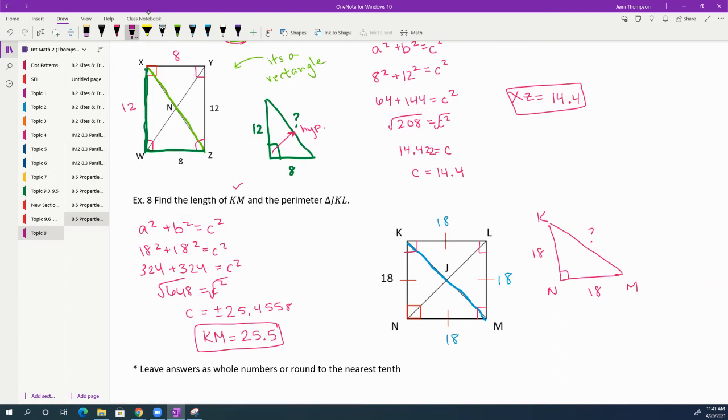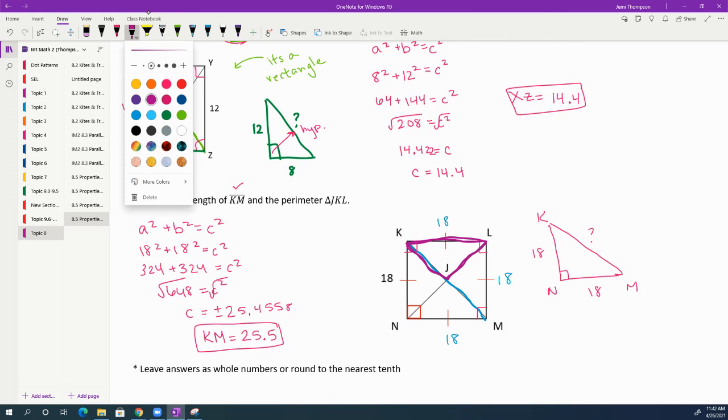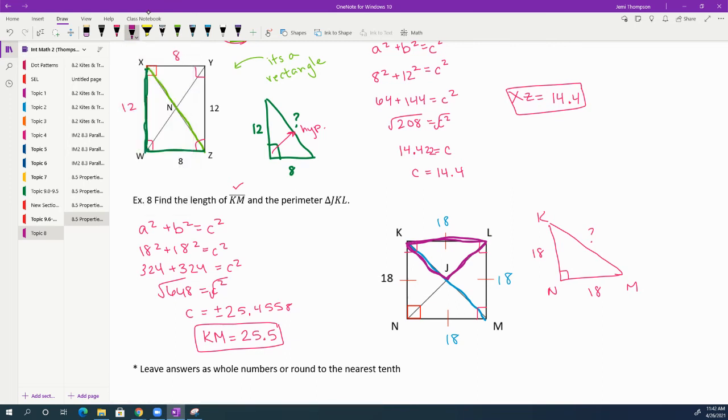So triangle JKL, I'm going to trace that. JKL. I have this top triangle here. Perimeter just means I want to add up all the sides. Well, good. I have 18, and I need the other 2 sides. Well, check this out. JK is just going to be half of the whole thing, right? And I just said that this whole length was 25.5. So JK is equal to half of KM.